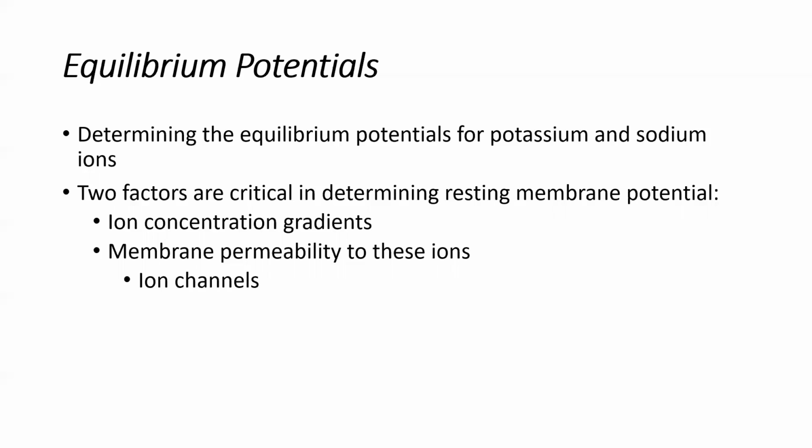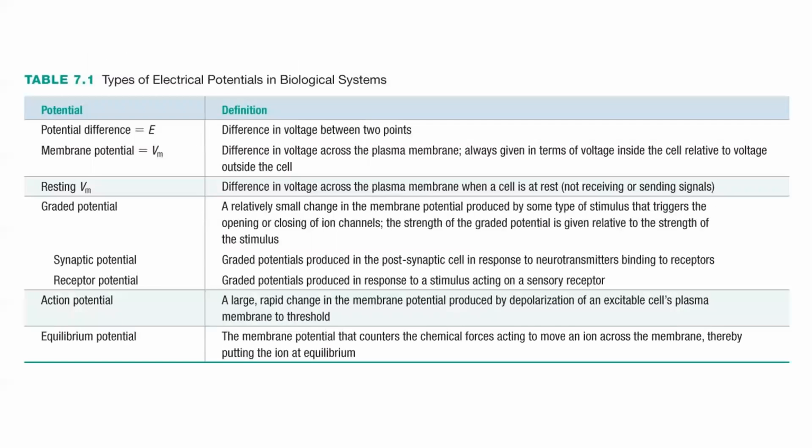The second factor is the membrane permeability. So we can have as much of a gradient as we want. If the membrane is not permeable to the ion in question, we're not going to have any movement. If it's really permeable, we're going to have more movement. If it is slightly permeable, we're going to have less movement. Okay? So the concentration gradient and the permeability are two important factors in establishing this resting membrane potential.